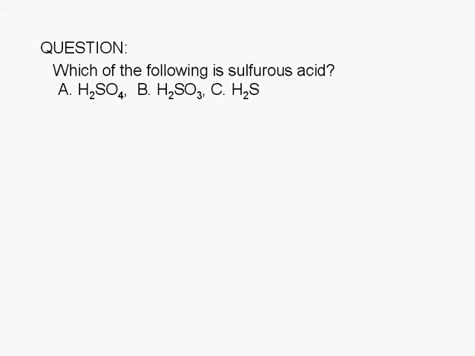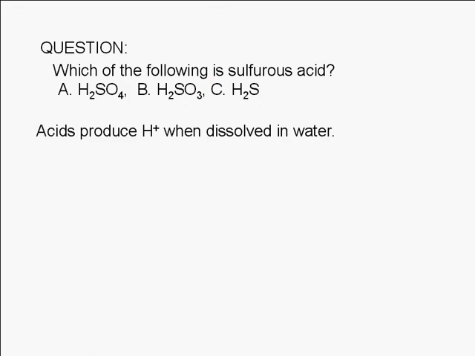Which of the following is sulfurous acid? A. H2SO4, B. H2SO3, or C. H2S. Acids are compounds that produce hydrogen ions in water.